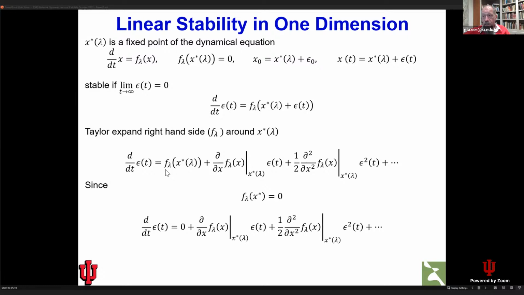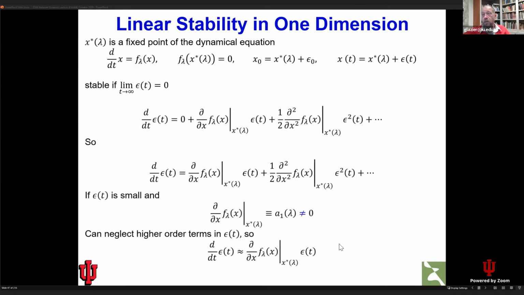Now, by definition, f of x star is 0. So this first term is 0. And we're left with d by dt of epsilon is equal to the derivative of f with respect to x evaluated at x star times epsilon, plus 1/2 times the second derivative, and so on. Okay. And again, if epsilon of t goes to 0, it's stable. If epsilon of t gets bigger, it's unstable.